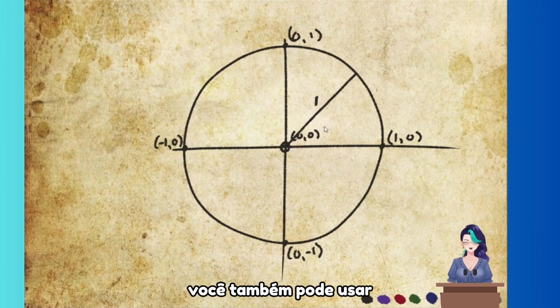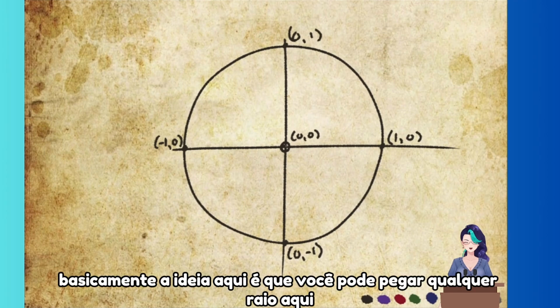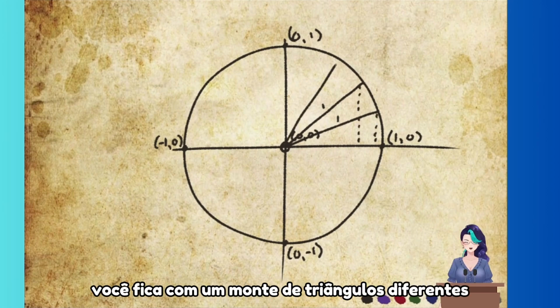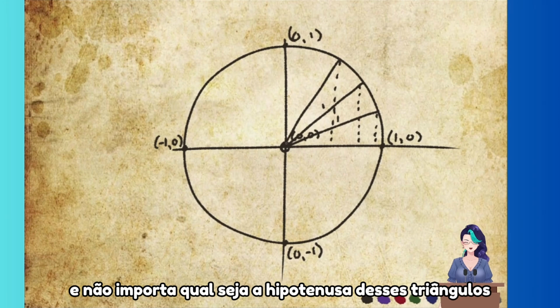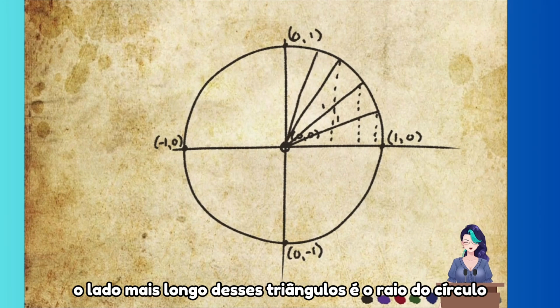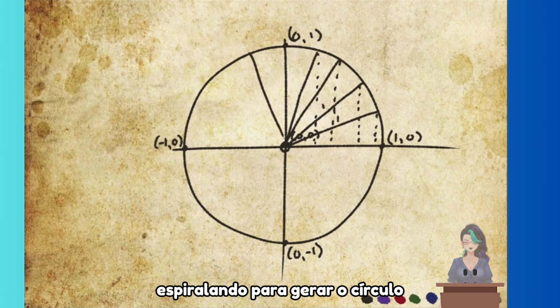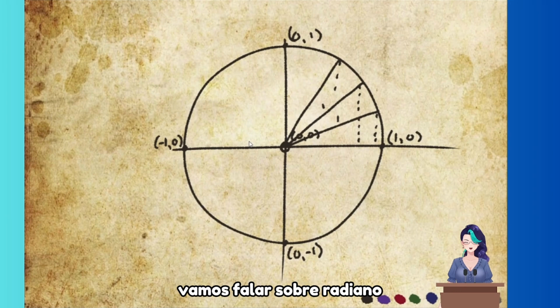You can also take, basically, the idea here is you can take any radius here. These radiuses will all be 1. And if you draw your lines down, you get a bunch of different triangles. And no matter what, the hypotenuse of these triangles, the longest side, is the radius of the circle. So a circle you can also think of as just a bunch of triangles spiraling around to generate the circle. Okay, before we go on though, let's talk about radians.